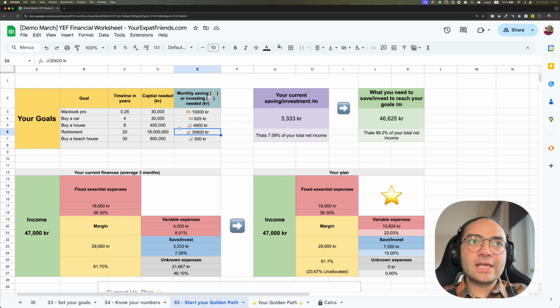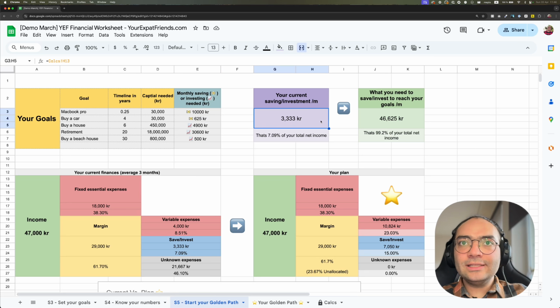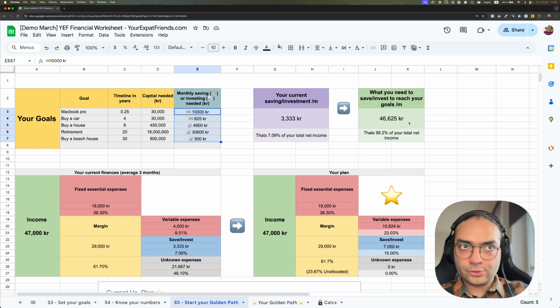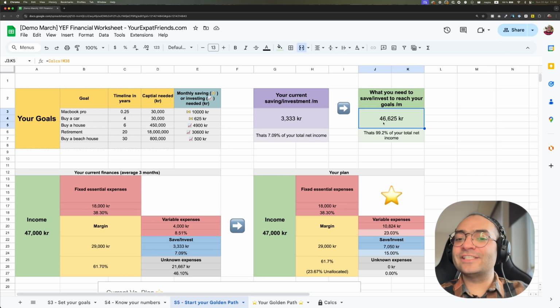Right? So that is what's happening to every single one of your goals here. So in your particular case, with the goals that you have set, look at this table. You're going to see how much money you need to save on a monthly basis for each of those goals. And then on the right-hand side, you can see this comparison. On the right side, it's the sum of all the monthly investing or saving targets that you need to make for your goals. So in this scenario, I need to save 46,000 kroner per month in order to reach my goals, starting this month.